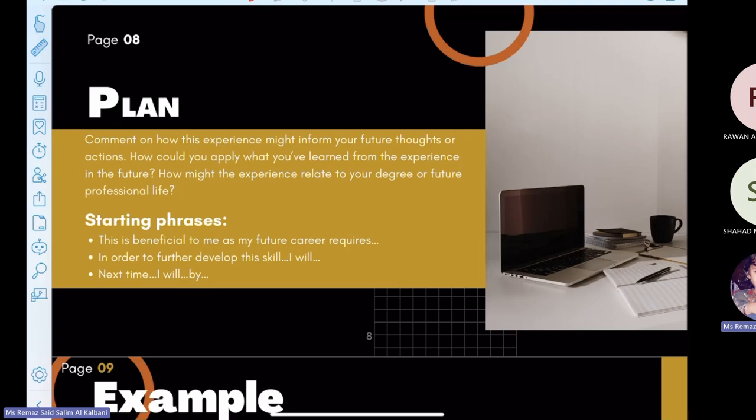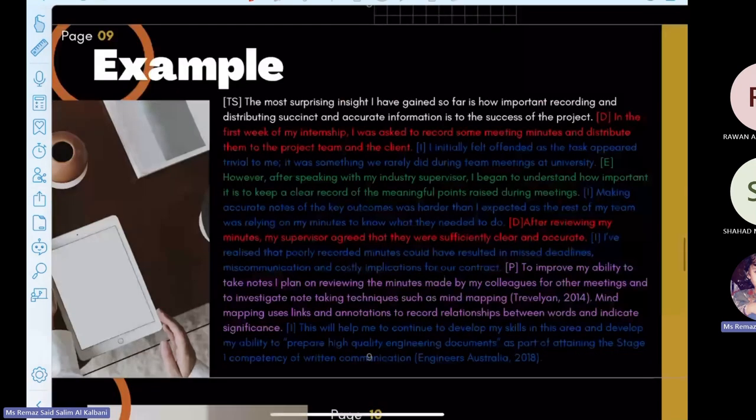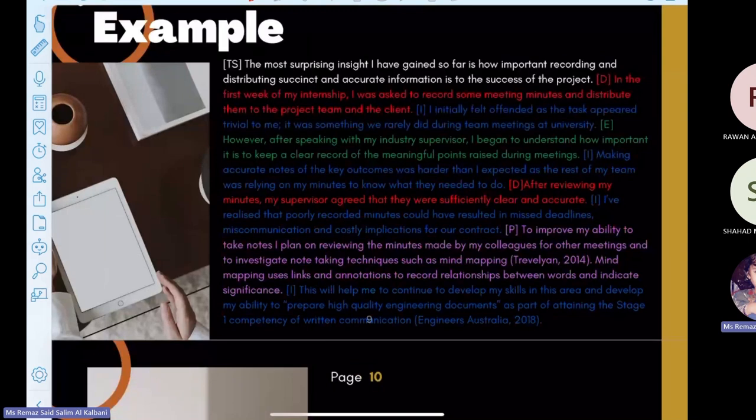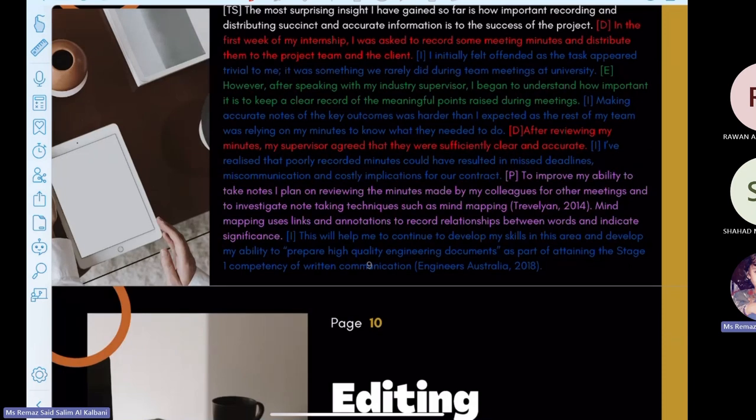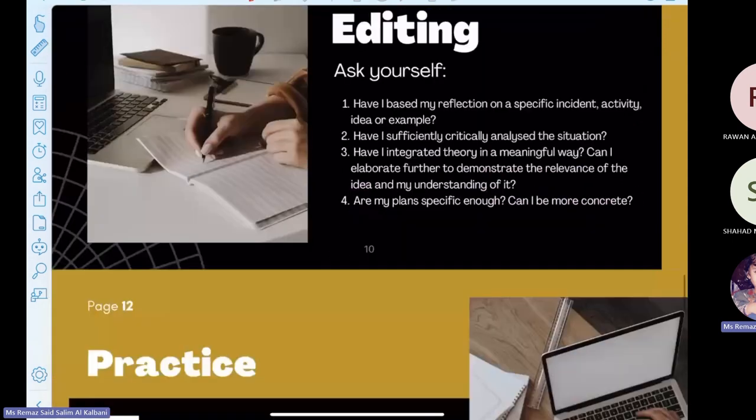Is it clear? So as for the phrases you could use: this is beneficial to me as my future career requires, or in order to further develop this skill will be, whatever suits you. But these phrases were really good for your writing. Now, if you go through this writing, you will find it as helpful as possible. Each color represents one factor.